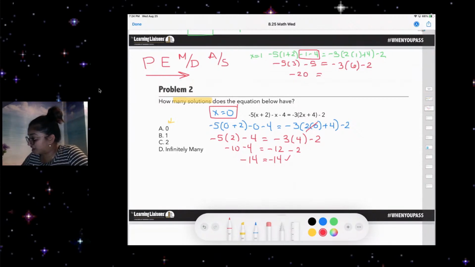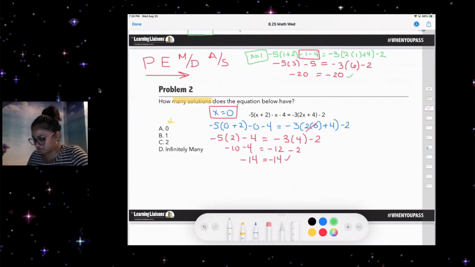Do the math on the other side. Negative 3 times 6 is negative 18. Minus 2, so I owe you 18, I owe you 2 more, I owe you $20. Oh, well, look at that. It just so happens that x equals 1 is also a solution.